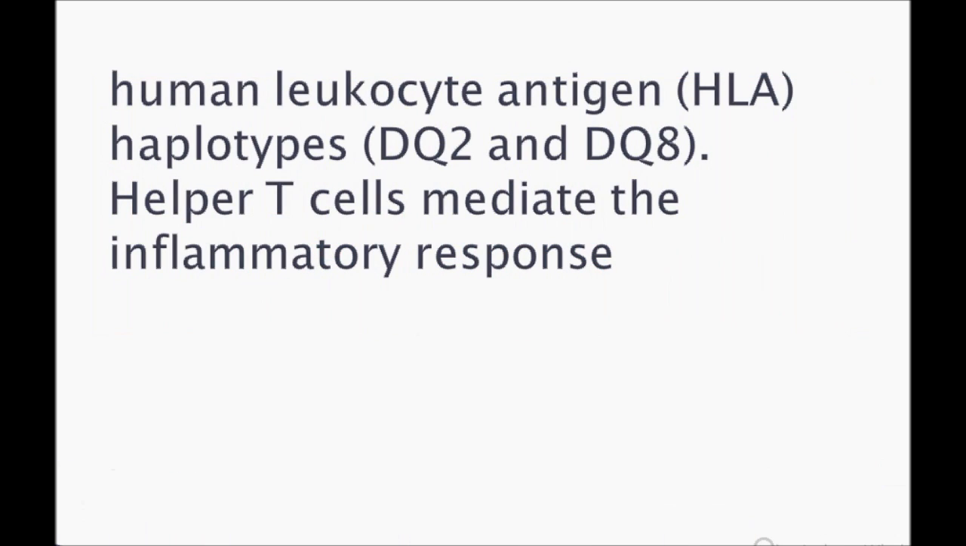Okay, the important point about this is HLA haplotype DQ2 and DQ8, and helper T cells mediate the inflammatory response. What is celiac sprue? It's an inflammatory process, right? I will discuss it later. Remember about this DQ2 and DQ8, very important, and helper T cells. Sometimes they can ask in Step 1.